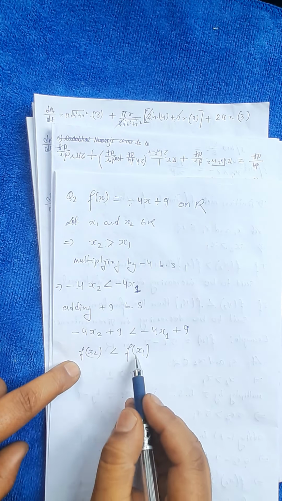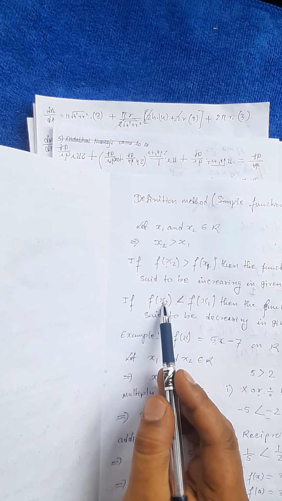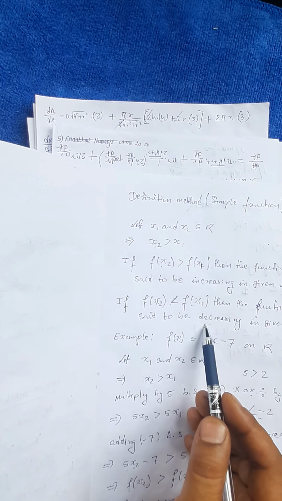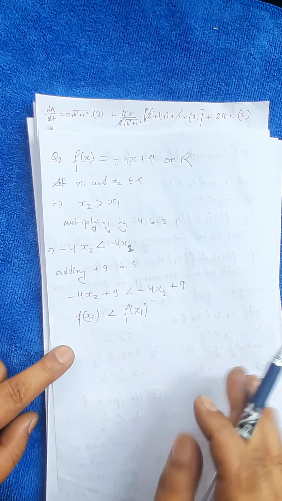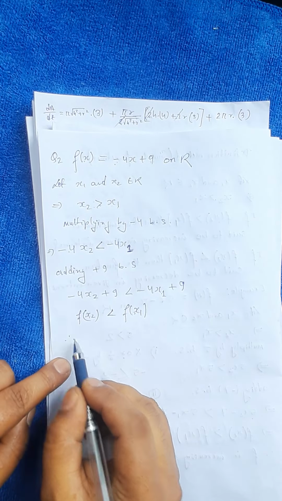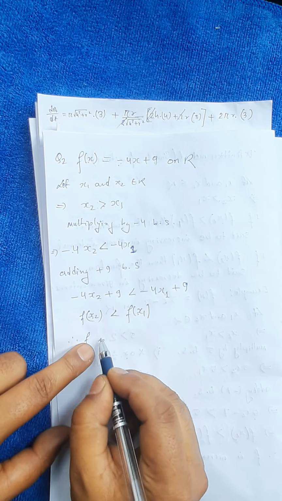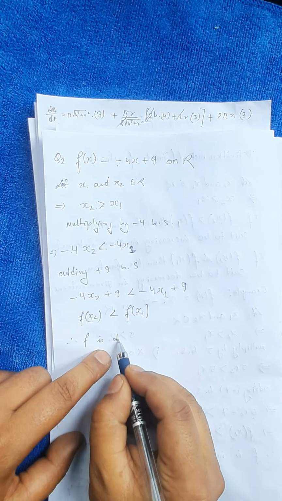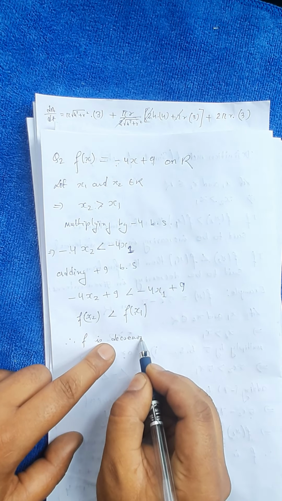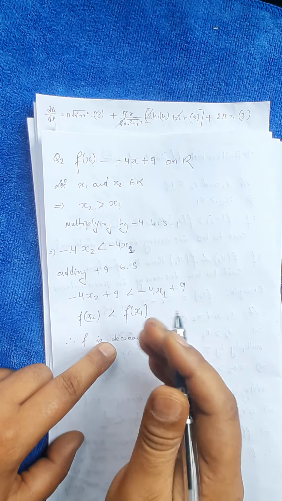If the final relation comes like this, according to the definition method, if f(x2) is less than f(x1), then the function is said to be decreasing. Therefore we give the conclusion: f is decreasing on R. You can write strictly decreasing also, or decreasing. Now this is a decreasing function.